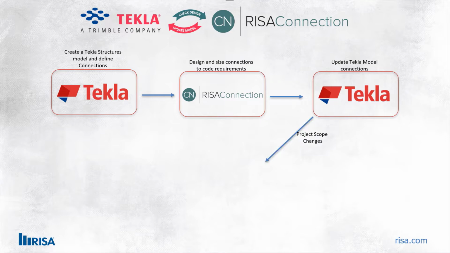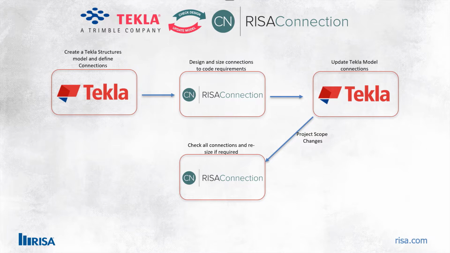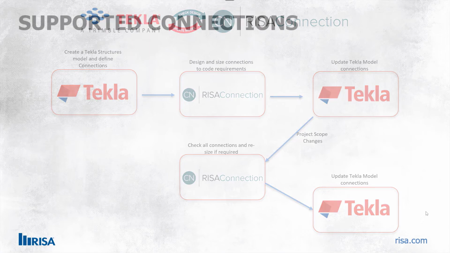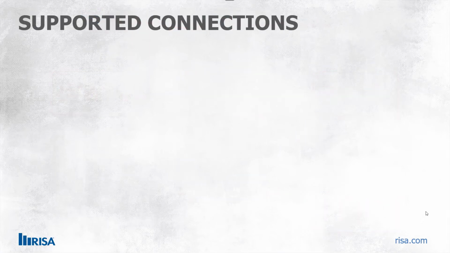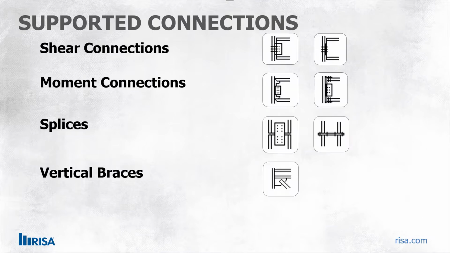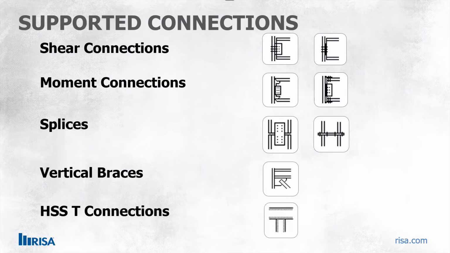Now, if there are any project scope changes along the way, we can simply check all the connections and resize them if they're required based on any load changes or geometry changes in the model. And then once again, we can re-update the Tekla model connections. Version 9 of the RISA-Tekla Link currently supports various shear connections, moment connections, splice connections, vertical brace connections, and even HSS connections.